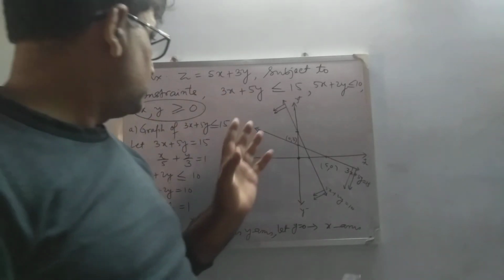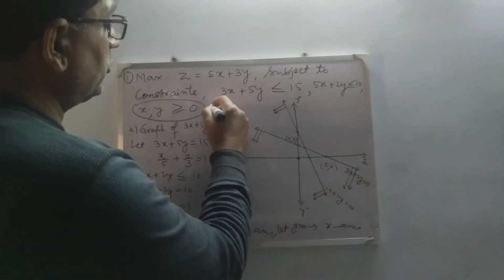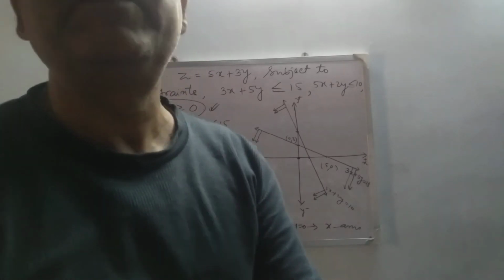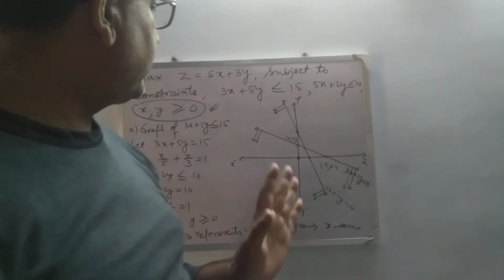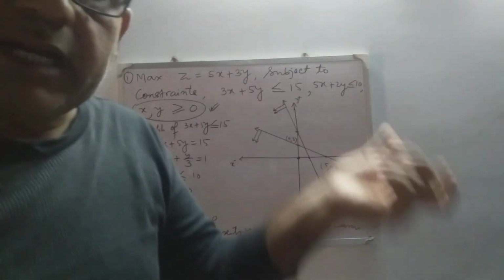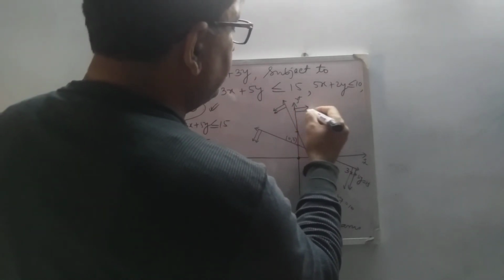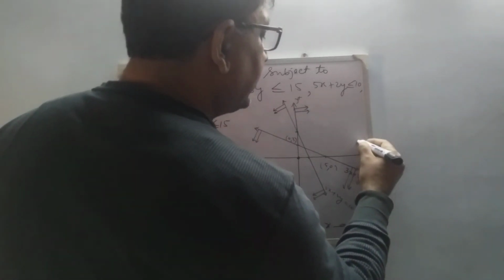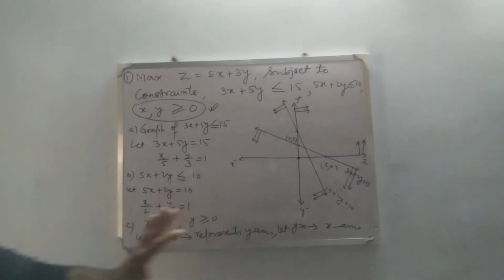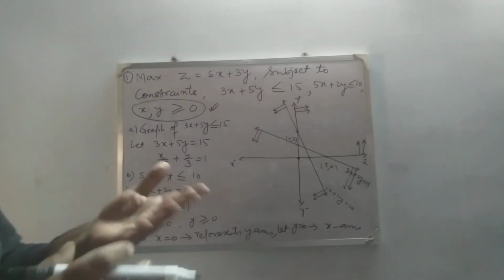But don't worry, in your syllabus this inequality is included, meaning your solution always lies in the first quadrant. This is included in the syllabus of the West Bengal Council of Higher Secondary Education. So there we always have x, y greater or equal to 0. This indicates that our solution lies in the first quadrant. So these are the 4 graphs, and after that we will try to find the common solution region.